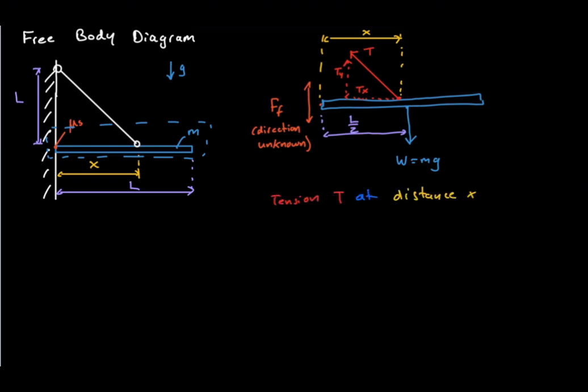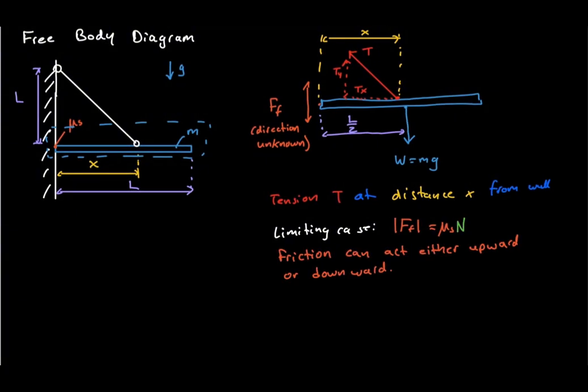At this stage, we should not assume whether friction acts upward or downward. Static friction acts in whichever direction is required to oppose the impending motion. And in this problem, that direction can actually change depending on where the cable is attached.